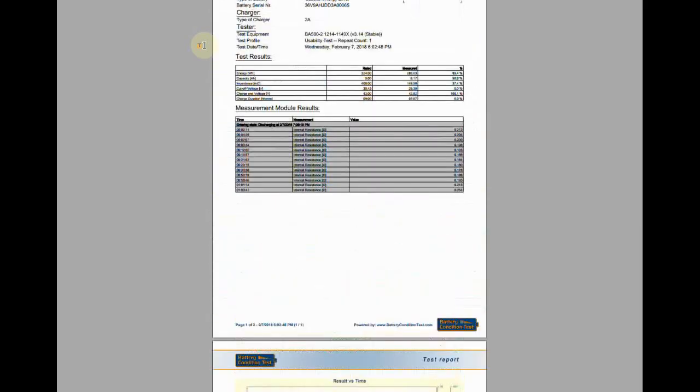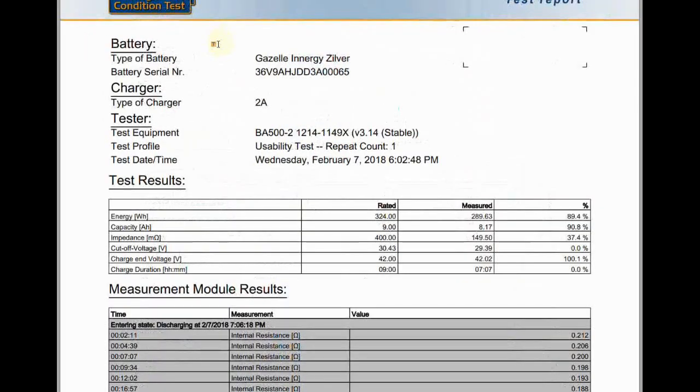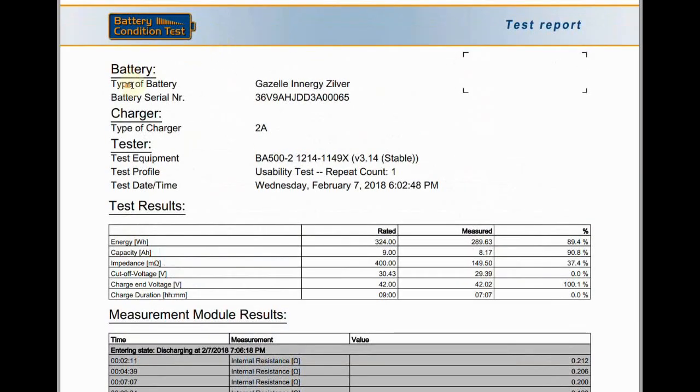On the first page, at the top, we can see which battery was tested. This information was entered when the test was done. Then we see that a 2 ampere charger was used. The next section shows the test results.